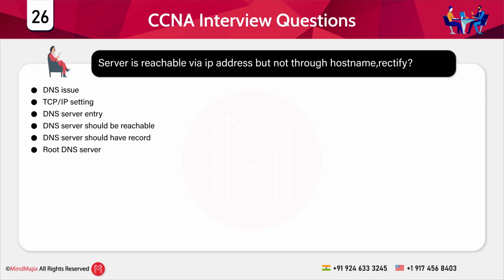And if there is an ACL or a firewall in between, that could also block the traffic up to the DNS server. So we have to remove all the blockage, and we have to cross check that the DNS server is reachable. If the DNS server doesn't have the record, it should get it from the root DNS server.